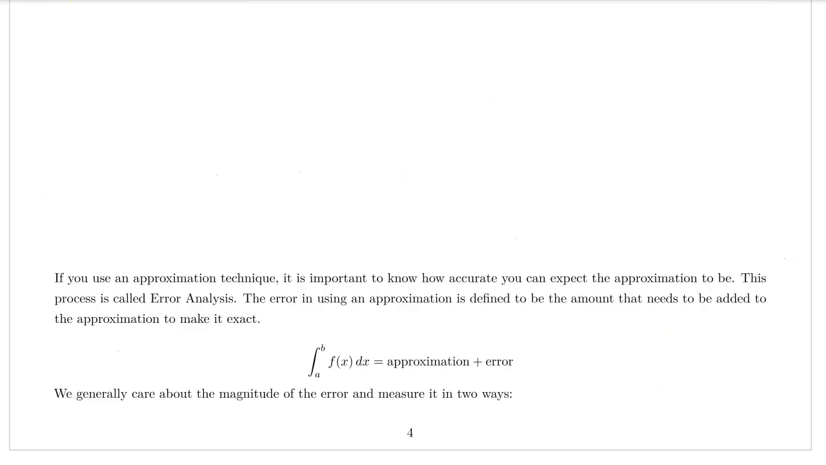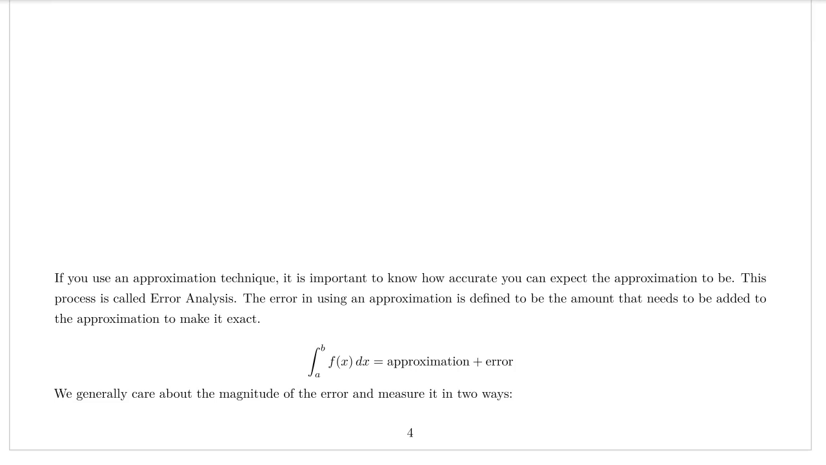If you use an approximation technique, it's important to know how accurate you can expect the approximation to be. This process is called error analysis. The error in using an approximation is defined to be the amount that needs to be added to the approximation to make it exact. In other words, the definite integral from a to b of f of x dx is equal to the approximation plus its error.